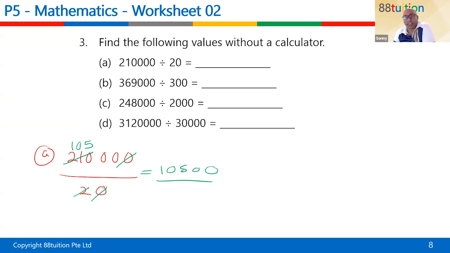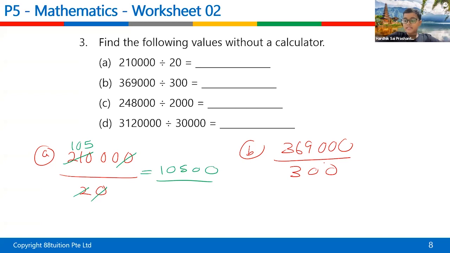All right. You try the next one. B. All right. B is 369,000 divided by 300, right? Yes. You can use my method or your method. The choice is yours. Okay. But if you're willing to accept it, open to new methods, have an open mind, I think you will learn much more. Okay, so it's good to have a few methods.